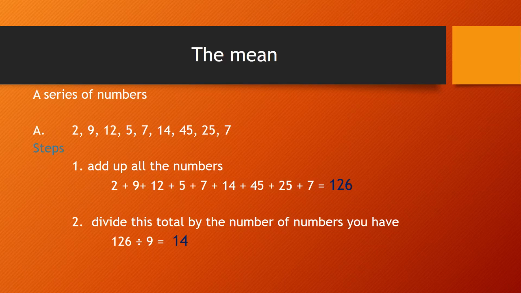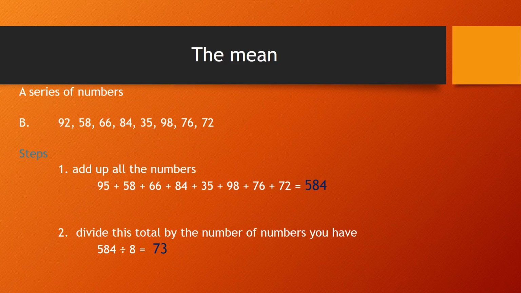And then all you have to do is take that total and divide it by the number of numbers you have. So if you count that up, you see there are 9 numbers in all. So we take 126 and we divide by 9, and that gives us the number 14. So the mean average for this series is 14.